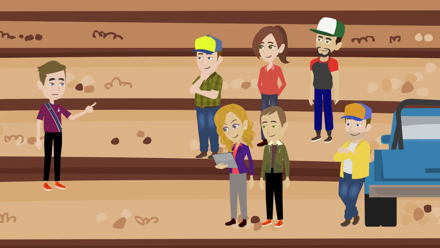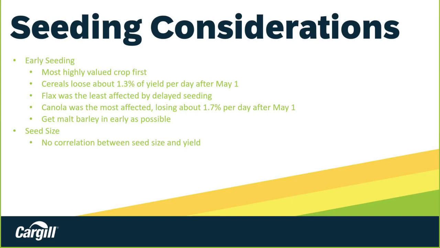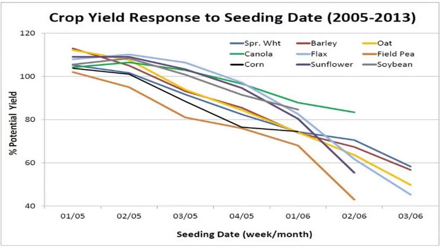As we approach seeding, there are a few things you may want to consider to get your crop off to a strong start with even emergence and good germination. The first is to seed as early as possible and not let the calendar influence too many of your decisions. Let the moisture and other environmental conditions be the factors when you decide when to start seeding. You may also want to consider putting your most highly valued crop in first, as every day after May 1st reduces yield in all crops.